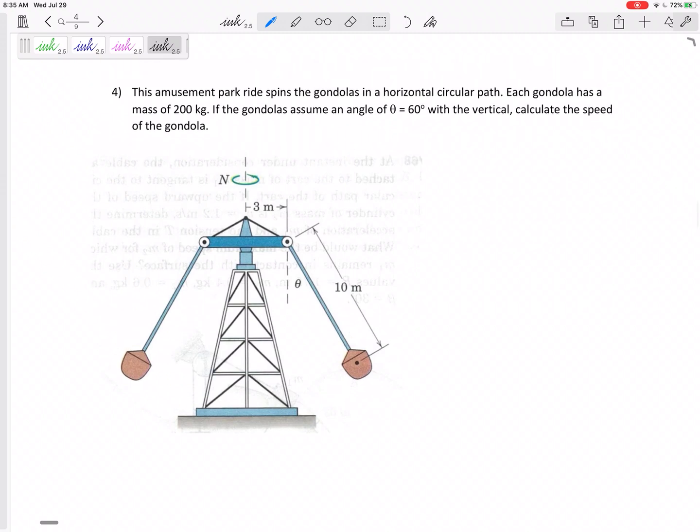Okay, problem number 4 is going to be a free body diagram, and I'll go ahead and tell you it will be a circular, normal-tangential problem. It'll be worth 20 points. All right, and this is a good one to look at.